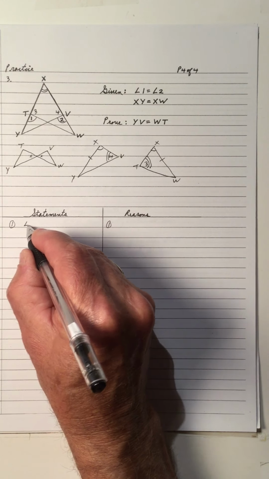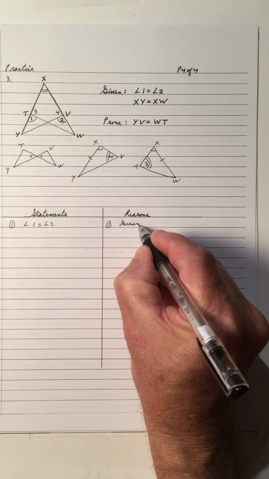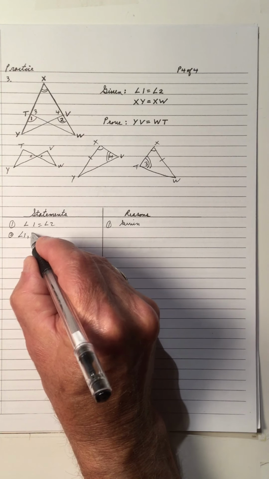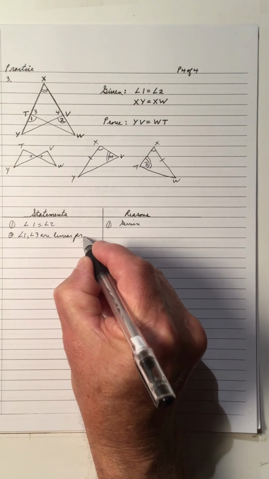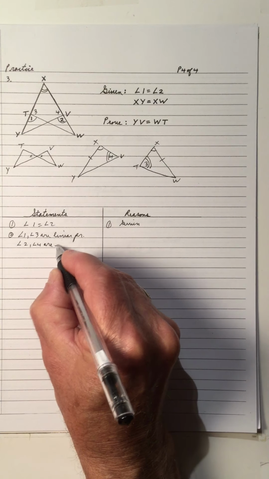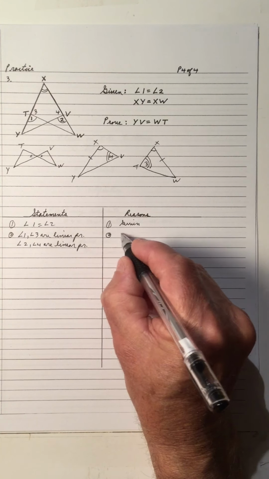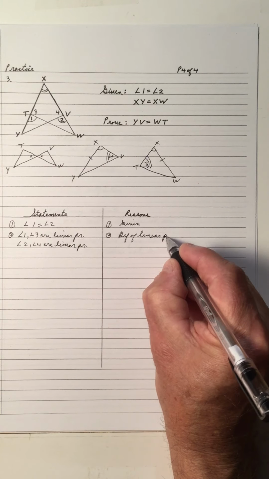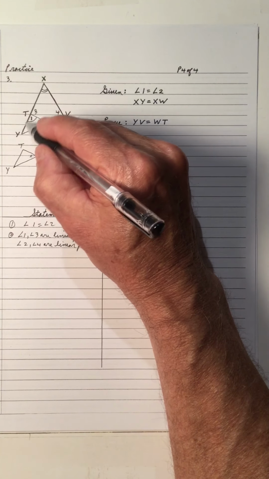So here we go. Angle 1 equals angle 2, given. Angle 1 and angle 3 are a linear pair. Angle 2 and angle 4 are a linear pair. And the reason, definition of a linear pair that you've seen in previous proofs. A linear pair are two adjacent angles that form a straight angle.